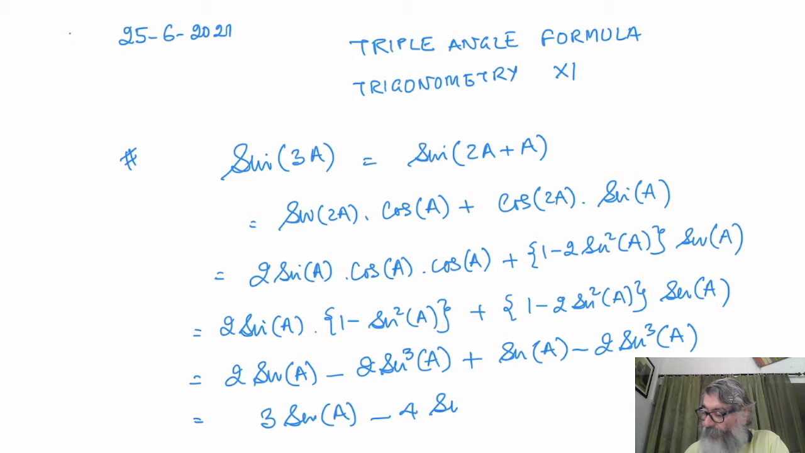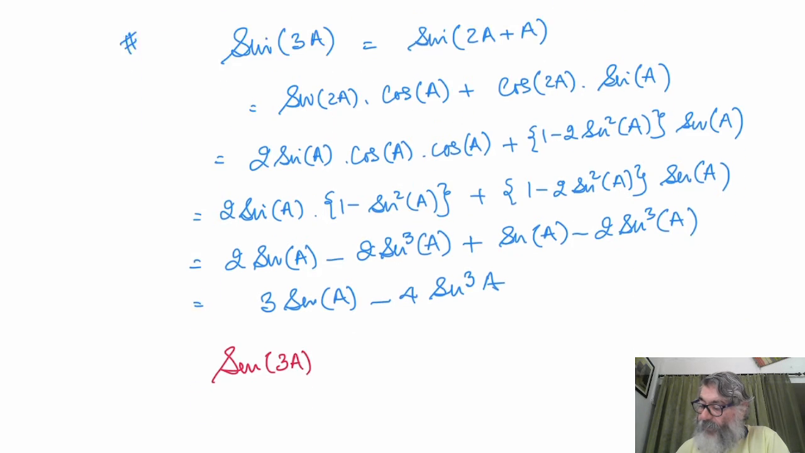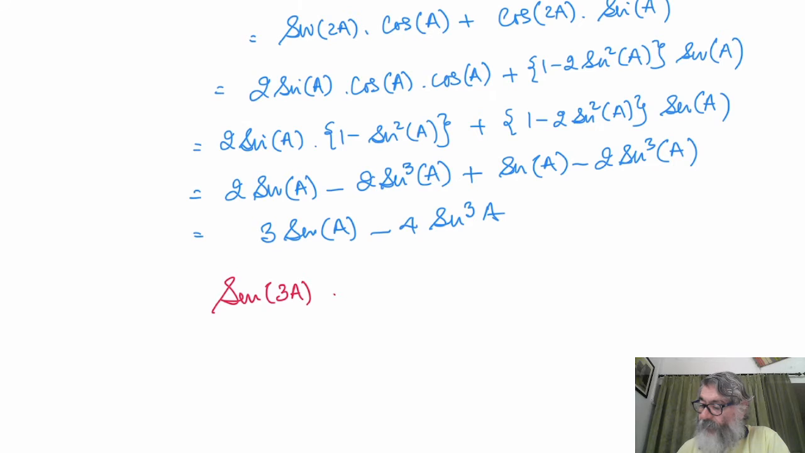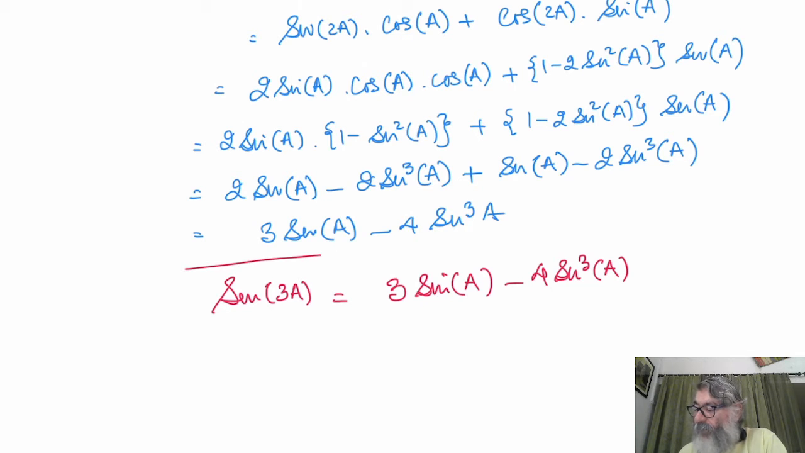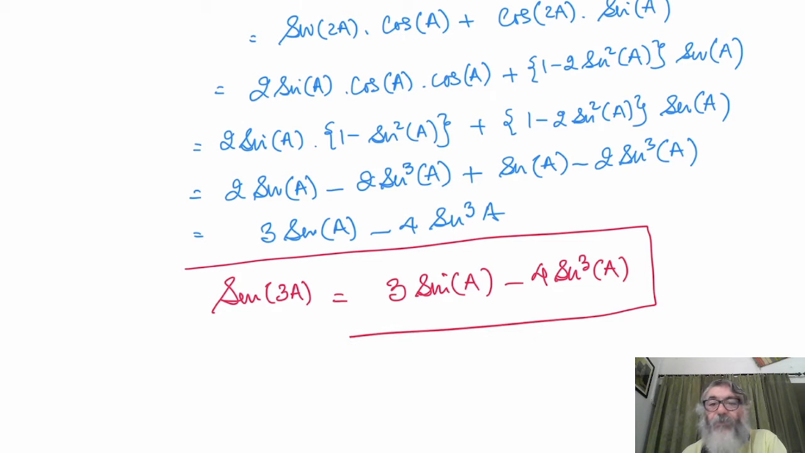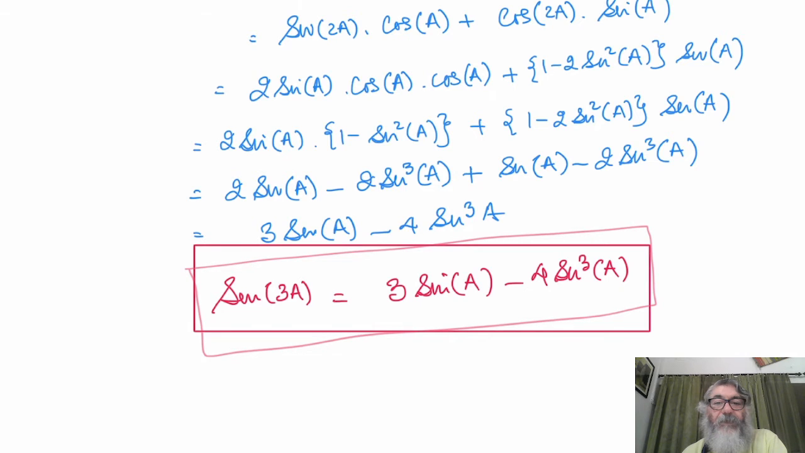So the formula for sine 3a will become 3 sine a minus 4 sine cube a. This is the formula for sine 3a. That is 3 sine a minus 4 sine cube a.